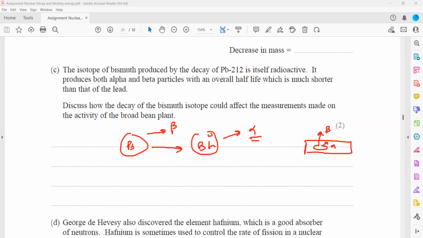So mainly what happened when the lead turned into a bismuth, this bismuth is radioactive and it emits both alpha and beta. Alpha is having a short range, beta is having a long range, so it will collect beta. So the calculated activity will increase. And don't say because of alpha, it will be wrong.